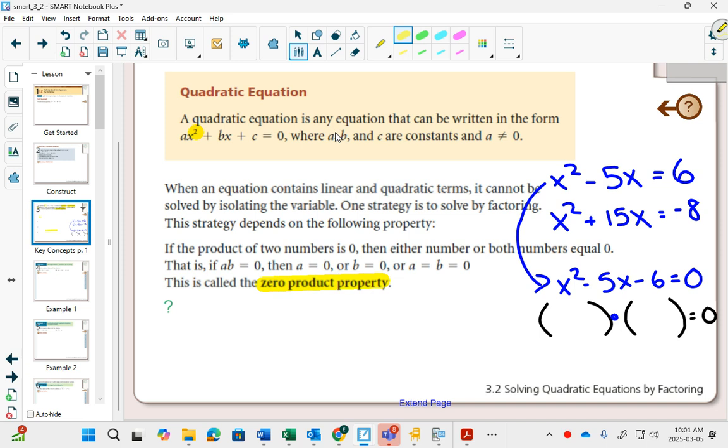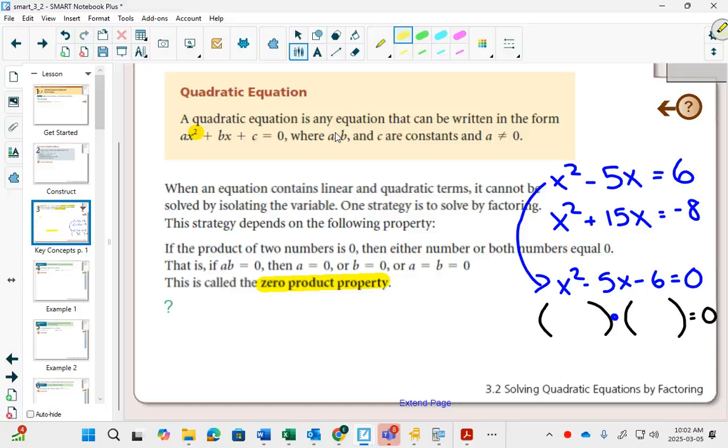The zero product property says that if two things multiply to get you 0, one of them has to be 0. There's no other way. There's no other two numbers that exist that if you multiply them together you get 0 unless one of them is 0. Pretty easy logic to understand, right?